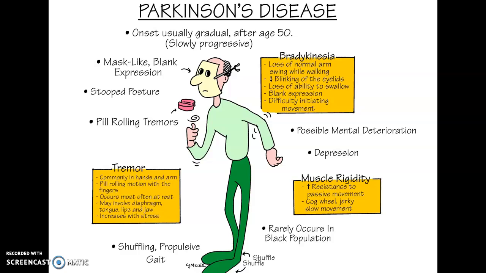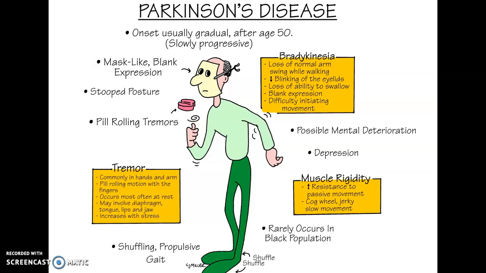Usually, the onset is gradual after 50 years of age, and it slowly progresses to a more severe form. There might be some mask-like blank expression, stooped posture, pill-rolling tremors, bradykinesia, as I already told, loss of normal arm swing while walking, less blinking of the eyelids, loss of ability to swallow, blank expression, difficulty initiating movement.